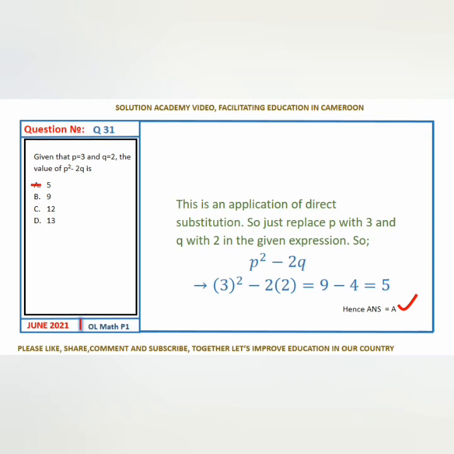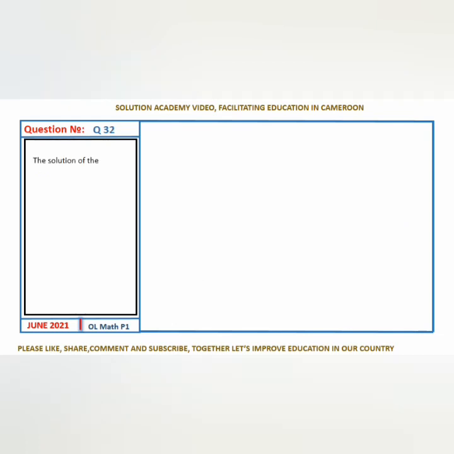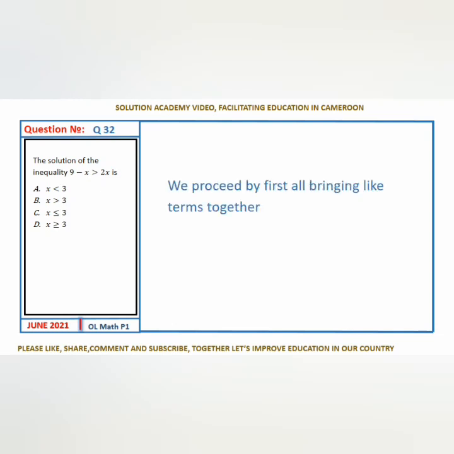Question number 32. The solution of the inequality, say 9 minus x greater than 2x, is. This question is a nice question, very trickish. We have to proceed by first of all bringing like terms together. This question looks very simple, but you have to be careful. Just follow through to the end and you'll see the trick, because many students always forget this concept. If we bring like terms together, we are going to send 2x to the other side of the equation, and the sign will change from positive to negative. So we are going to have 9 minus x minus 2x greater than 0. And negative x minus 2x gives us negative 3x, so we are going to have negative 3x greater than negative 9. We have already sent 9 to the other side of the equation.